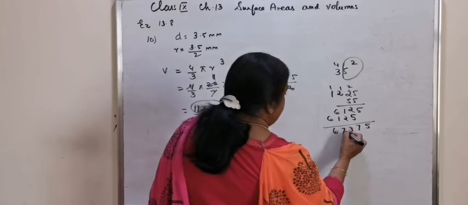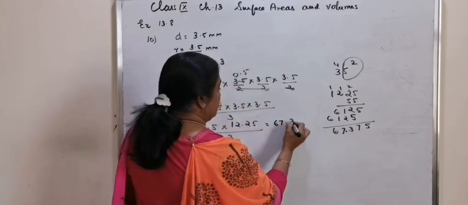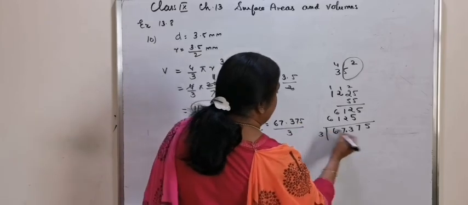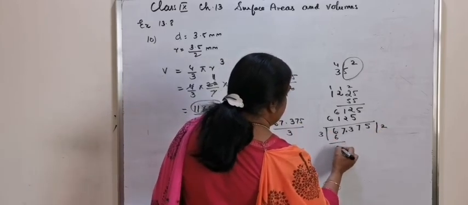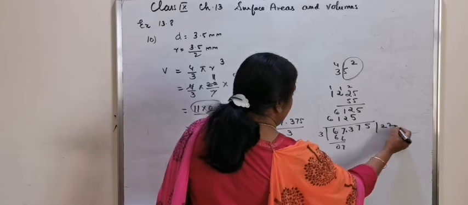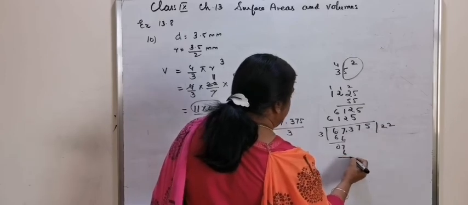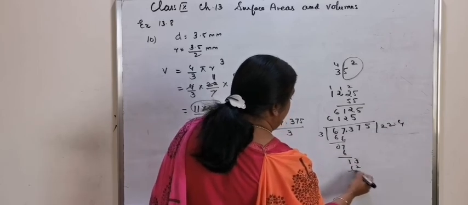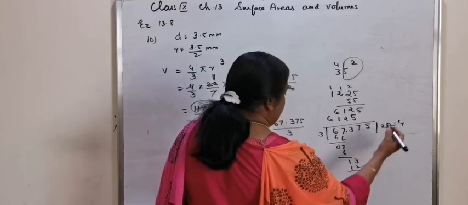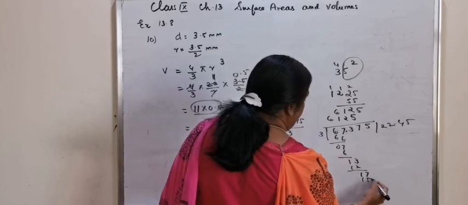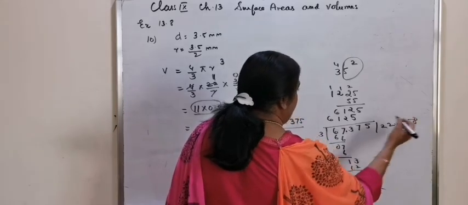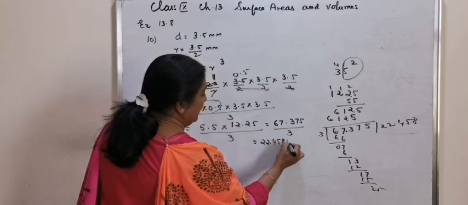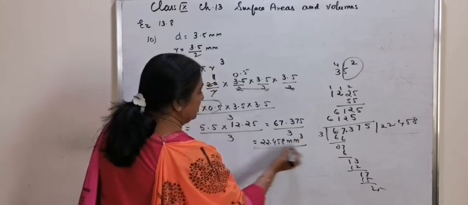To 3 decimal places, which is equal to 67.375 divided by 3. 3 2s are 6. 3 4s are 12. 3 5s are 15. Which is 22.458 millimeter cubed.